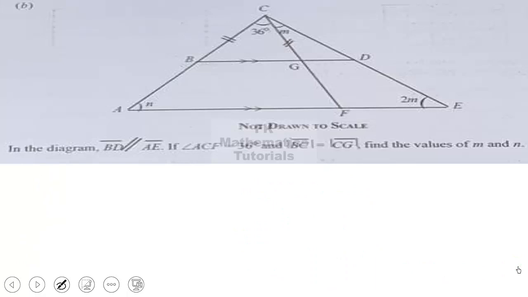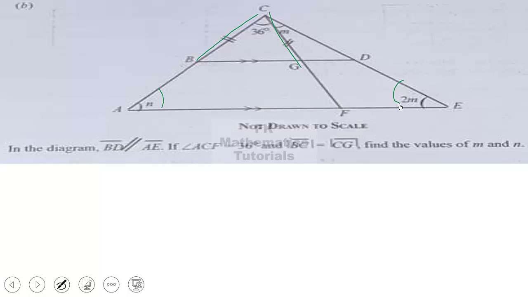We have this diagram here. We have to calculate the value of m and n. In the diagram, BD is parallel to AE, angle ACF is 36 degrees and line BC is equal to line CG. So this line is equal to this line. Find the values of m and n. So this is m, this is n, and this is m.